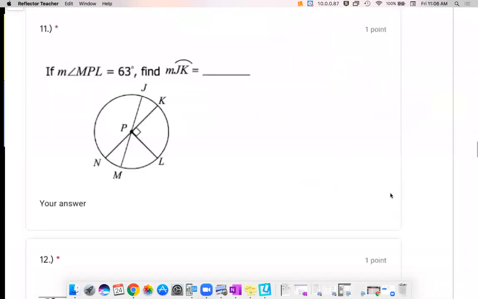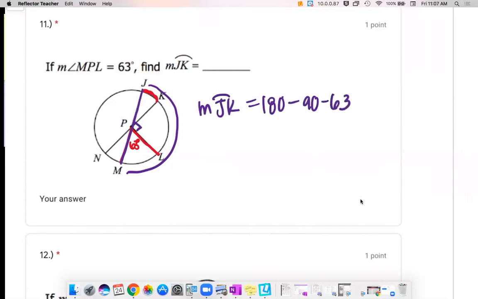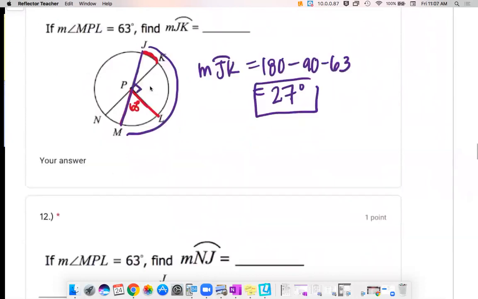Okay, question number 11. So it says, let's switch colors here. The measure of angle MPL is 63 degrees, and you want to find the measure of arc JK. So you're looking for this right here. So what I see is that this is a diameter, meaning this whole entire arc right here has to be 180 degrees, and they give me that this is 90. So if I want the measure of arc JK, I can just do 180 minus 90 minus 63. So I'm taking away this arc, and then I'll be left with just JK. And then if I do all of that in my calculator, this becomes 27 degrees. So measure of arc JK is 27.